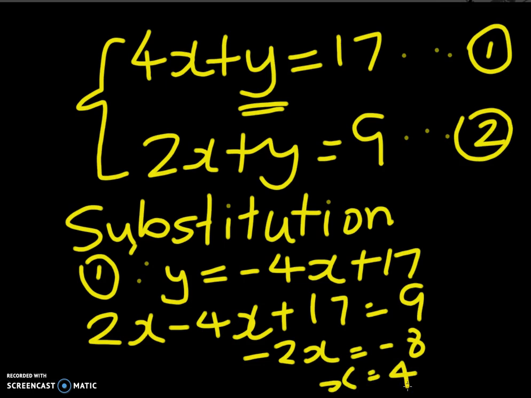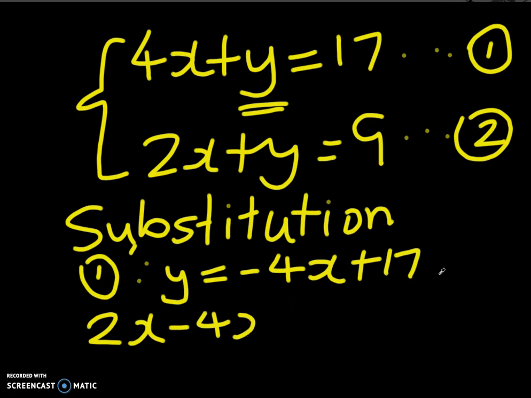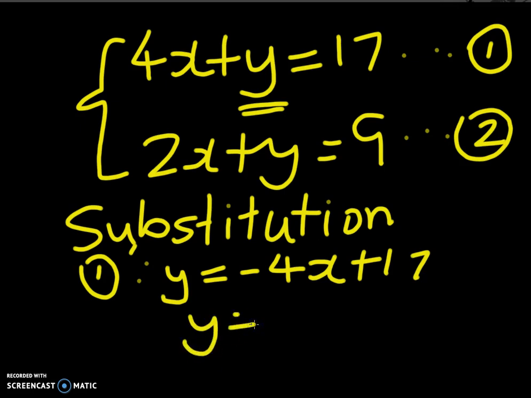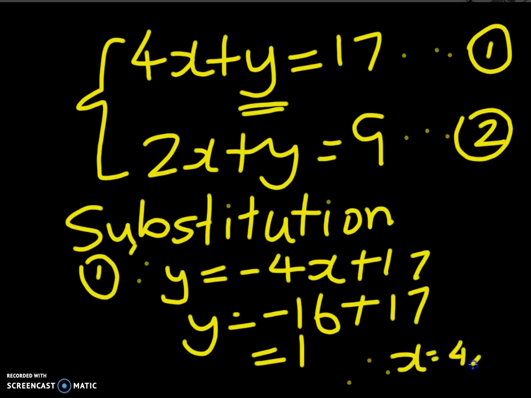So just like we did in the elimination method, we got the same answer, x equals 4. Now, to find y, we substitute x equals 4 back inside y equals negative 4x plus 17. And what does that give us? Remember, x equals 4. We need to substitute it back inside this equation. So y equals negative 16 plus 17 equals 1. And as we said before, x equals 4, y equals 1.